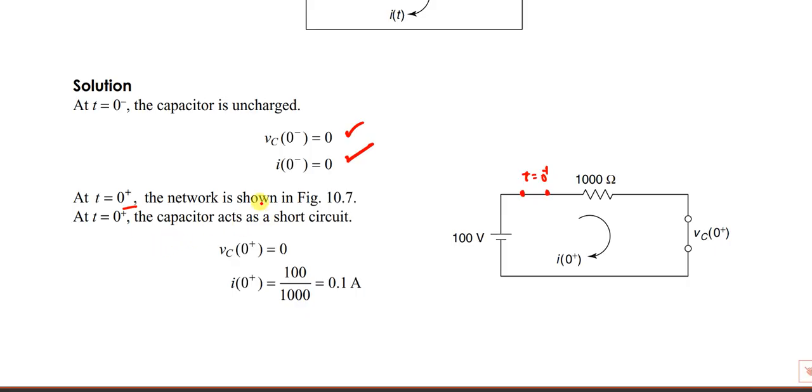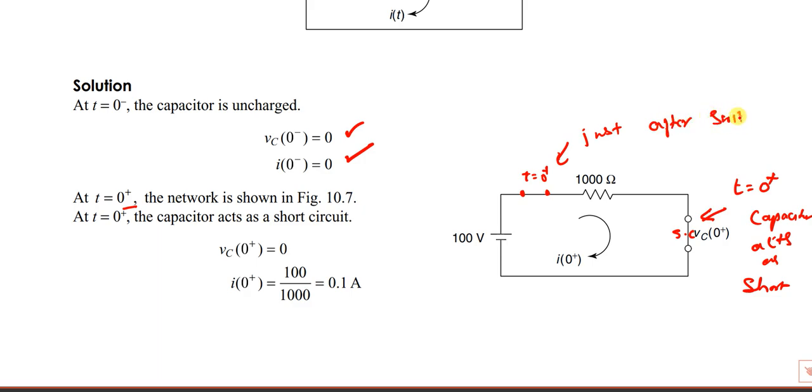Now, at t equals 0 plus, the capacitor acts as a short circuit. Switch is closed at t equals 0 plus, which means just after switching. Please remember, this is only just after switching, at that instant. Just after switching, the capacitor acts as a short circuit.